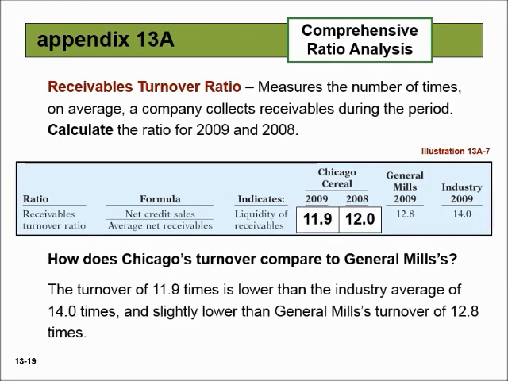Now we have our old friend, the receivables turnover ratio. We've talked about this along the way. This tells us roughly on average how many times a year we collect our outstanding accounts receivable. So how are we doing when it comes to collecting what's owed to us? And our ratio for that is the net credit sales divided by our average net receivables. And we see for Chicago Cereal, it's about the same 2008 to 2009. We collect our accounts receivable about 12 times a year. It's a little bit lower than the industry average of 14 times.